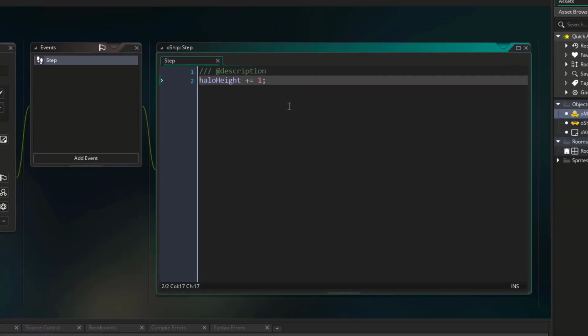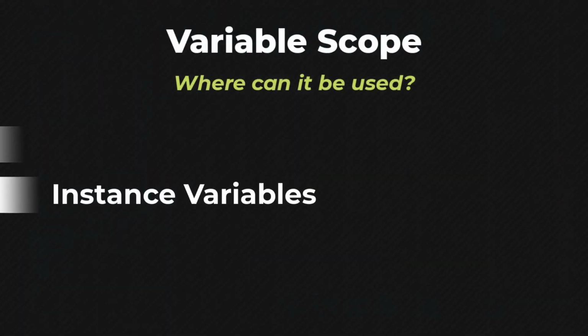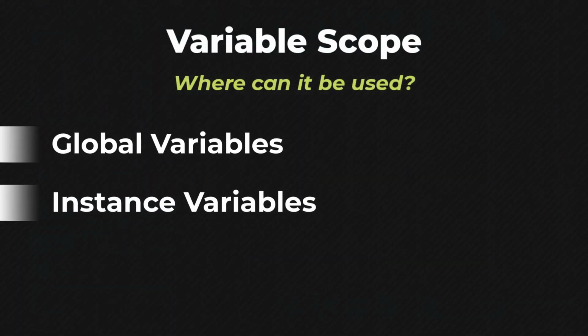So this demonstrates how instance variables are unique to each instance. They are not available to other instances but only to them. Now you can create global variables, and any global variables will be available to all instances of all objects. So any instance can read that variable and even change its value.